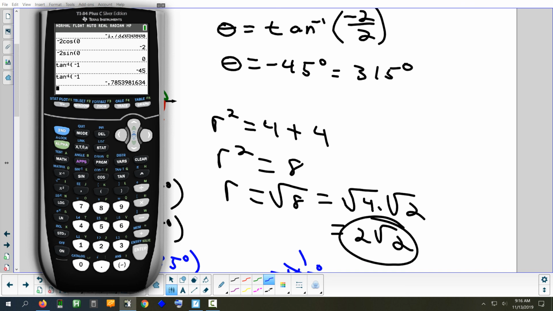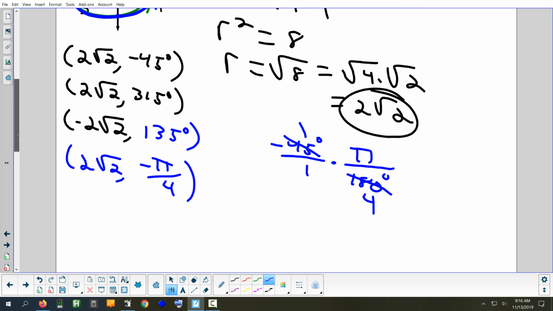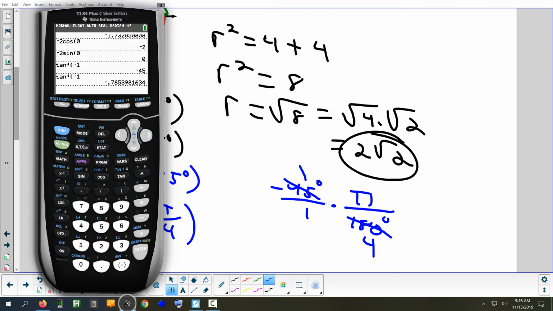I mean, should that be negative pi over 4, if I did everything correct right here? It should be. Did anybody recognize that number as negative pi over 4? No, you're not going to, unless you magically have all these decimals memorized, which even I don't. If you use the calculator to do a problem in radians, it's going to give you a decimal. It's not going to give you a fraction with pi.